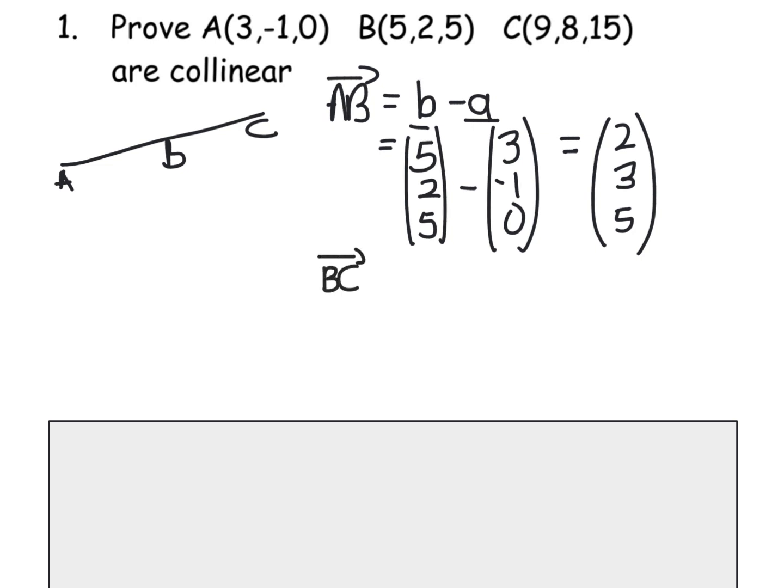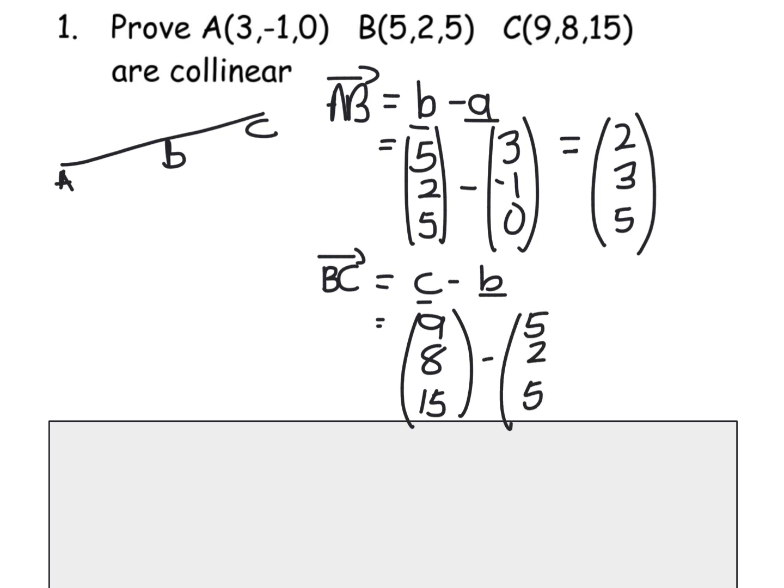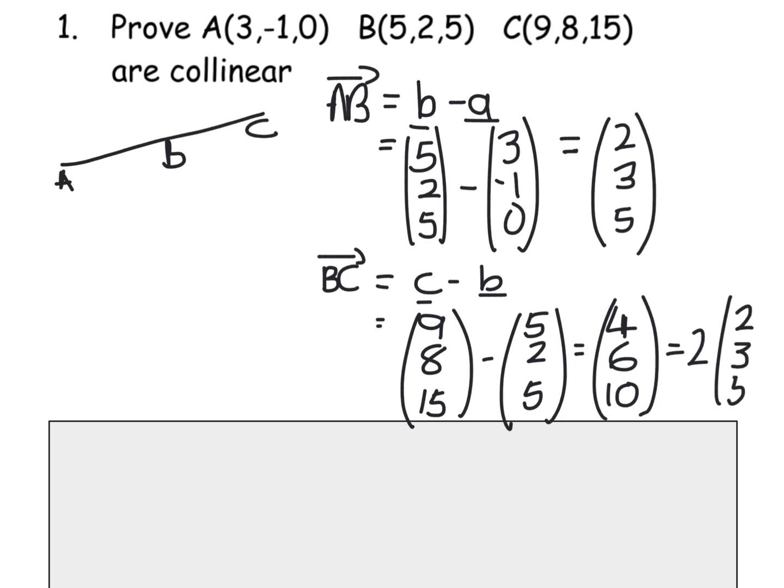So BC will be C minus B. Notice how you're going backwards the way you always did with straight line as well. You always went y2 minus y1. So we're doing the second vector take away the first one. So we're doing (9, 8, 15) take away (5, 2, 5). And this will give us 4, 8 take away 2 is 6, 15 take away 5 is 10, so (4, 6, 10). Now notice this one has a common factor of 2, so I'm going to remove a common factor of 2, which leaves me with (2, 3, 5).